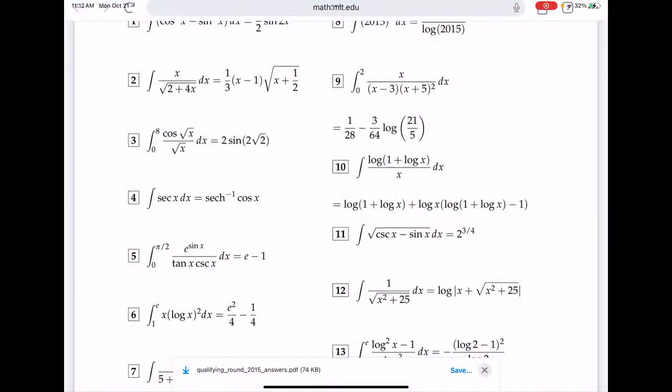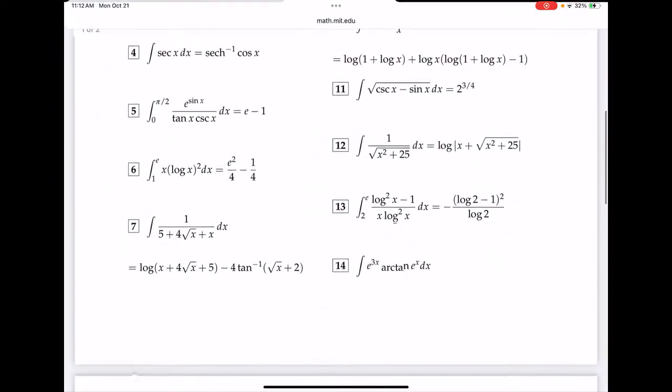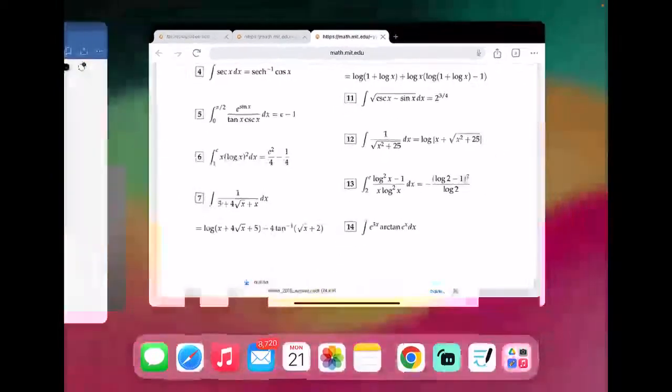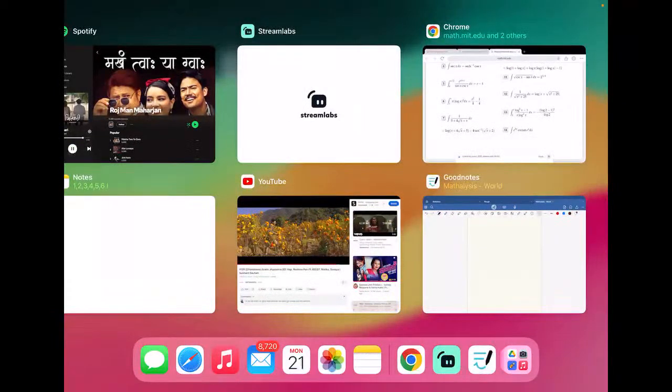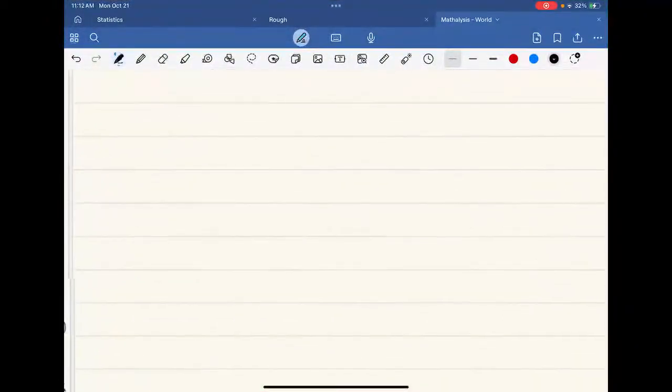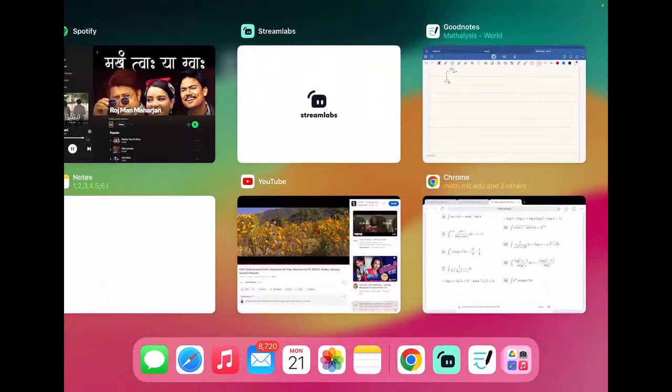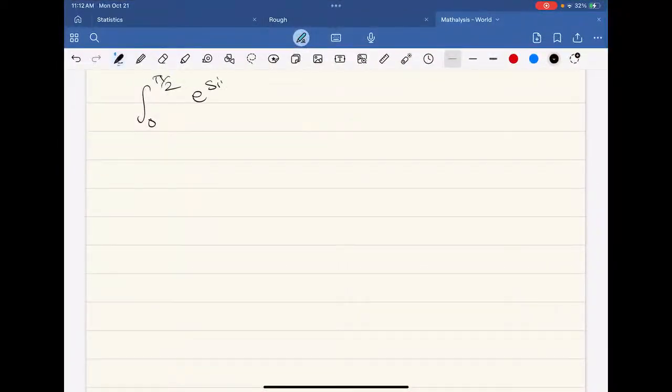Next one is the integral from 0 to pi by 2 of e to the power sin x divided by tan x cosec x dx. Okay, this one seems to be a really good problem. Integral from 0 to pi by 2 of e to the power sin x divided by tan x cosec x dx.